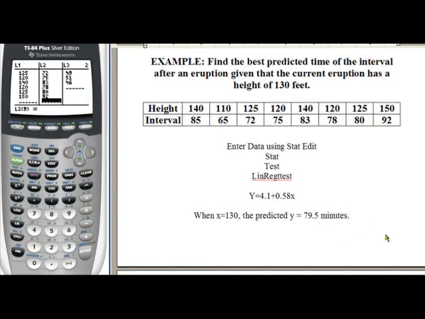What you need to do is push Stat, Test, and for that one you need to get Linear Regression T-Test. Pick that option by pushing Enter. Your X is L1, Y is L2. Your hypothesis testing, the H1 is going to be not equal to 0, and the null means there is no linear correlation. And you push Calculate.